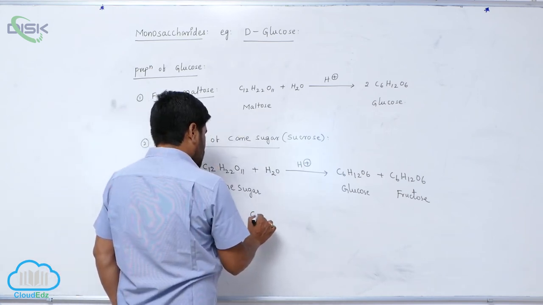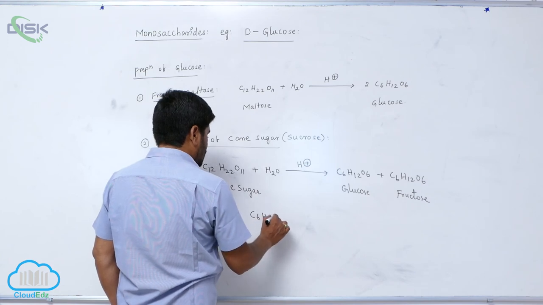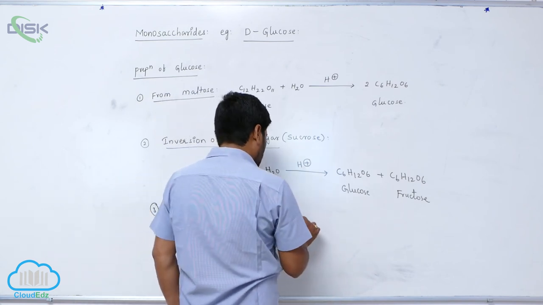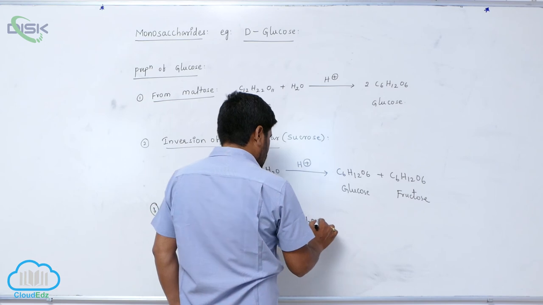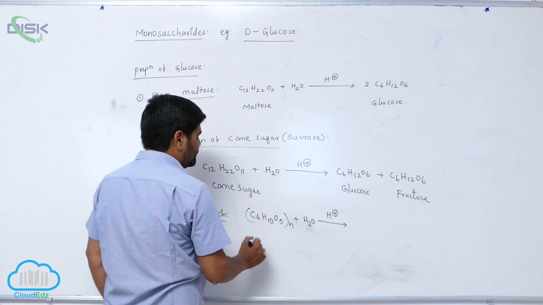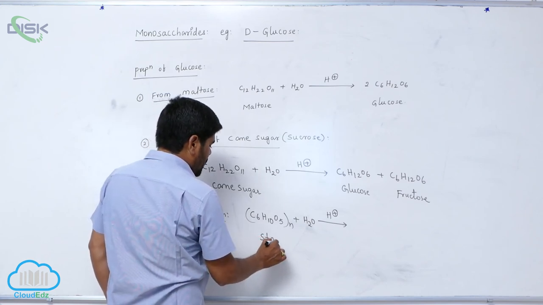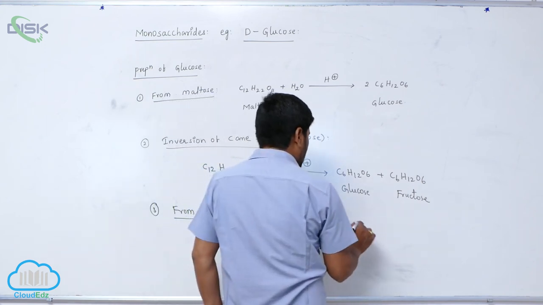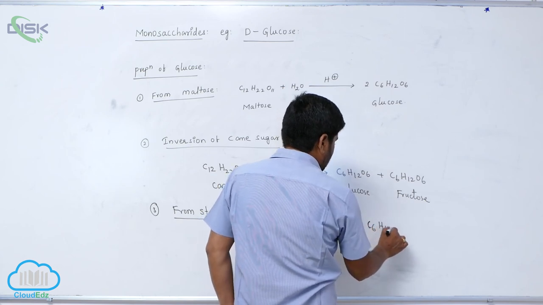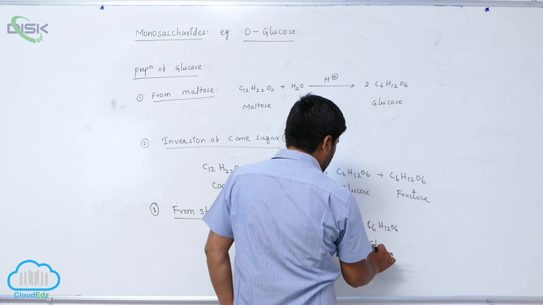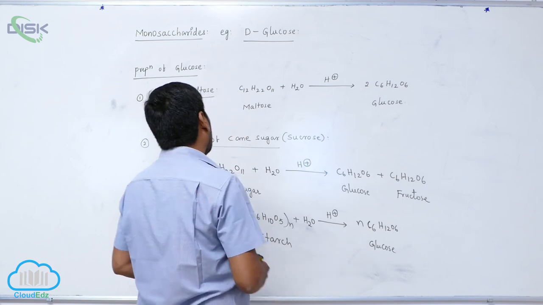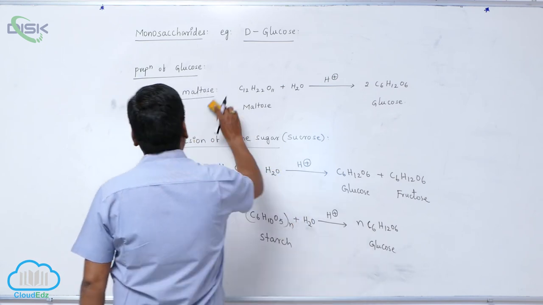The third method is from starch, (C6H10O5)n. Starch is a polysaccharide, hydrolyzed in presence of acid medium. Hydrolysis gives n moles of C6H12O6, which is glucose. Okay, so these are the preparative methods of glucose.